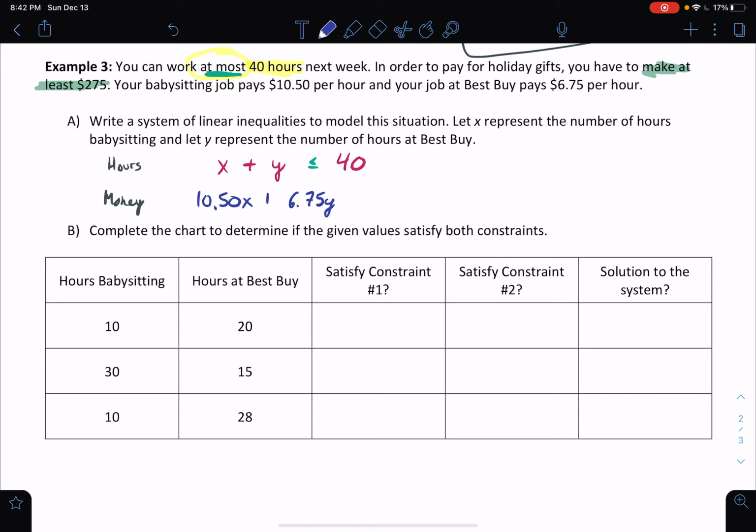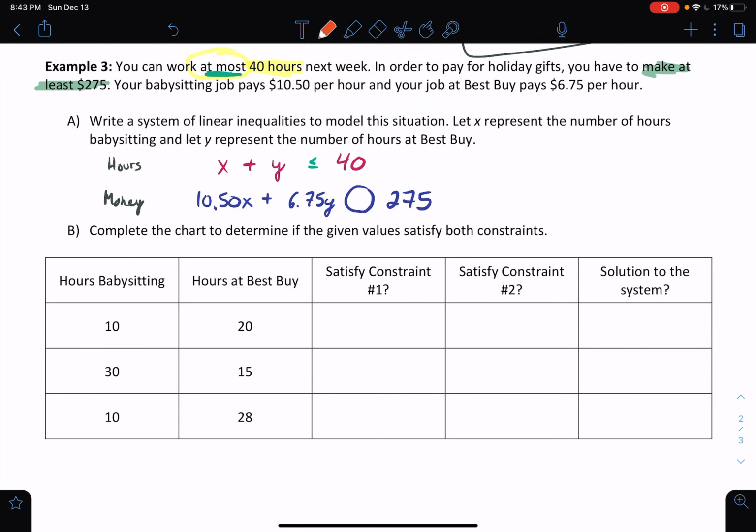If I add those two amounts together, it's going to be some inequality symbol, and it's going to be 275 because that represents the total. Now, we have to make at least $275. So that's the low limit of what we can make. All right? The lowest we can make is 275, but really we want to make more than 275. But the lowest we're willing to make is 275.